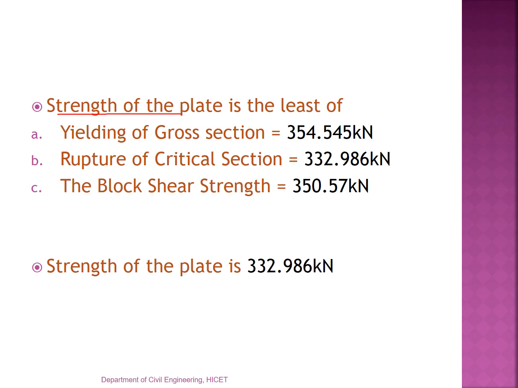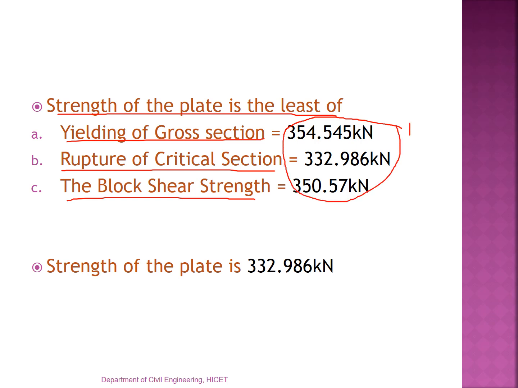As per IS 800:2007, the strength of the plate is the least of yielding of gross section, rupture of critical section, and block shear strength. We have three values, right? Yielding of gross section depends upon the Tdg formula. Rupture of critical section depends upon the Tdn formula as per clause 6.3. Block shear strength depends upon Tdb1 and Tdb2, the least of which is called Tdb. So the least of these three values is the strength of the plate.